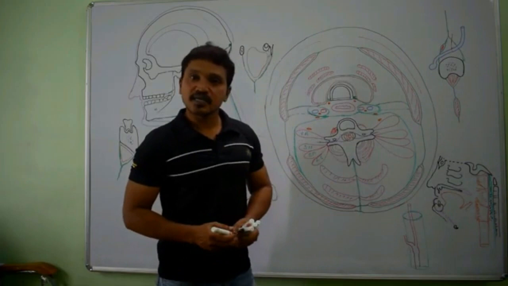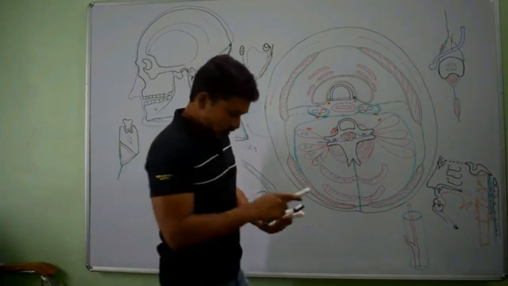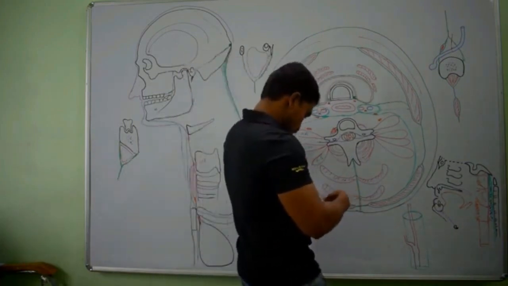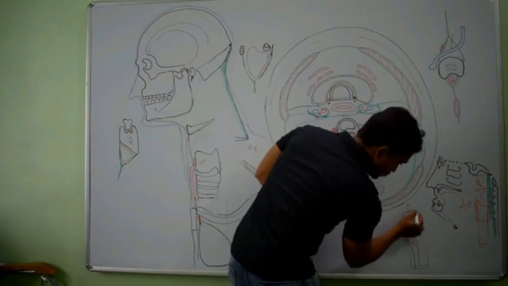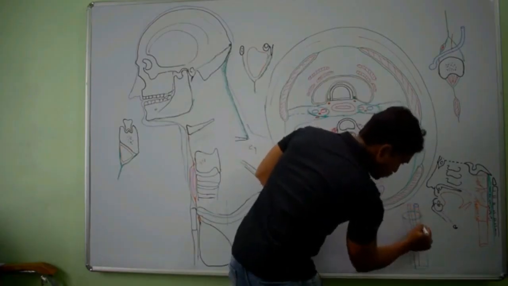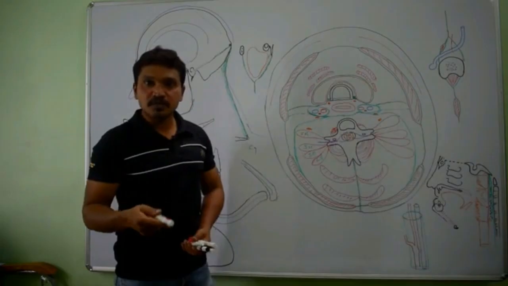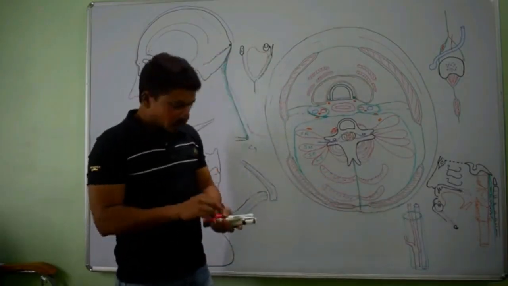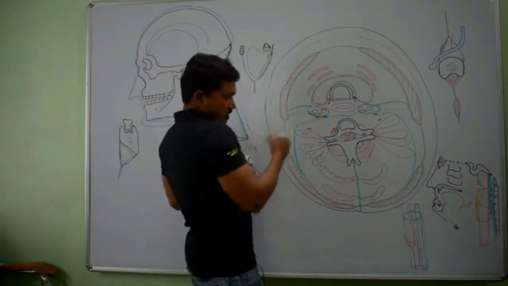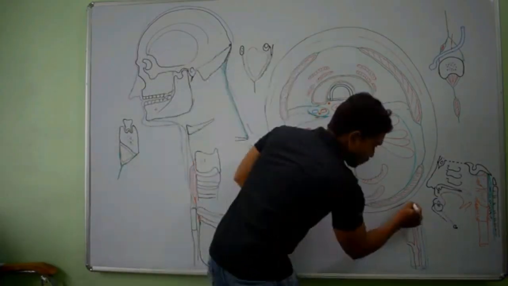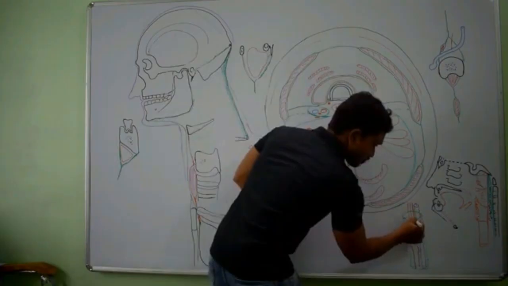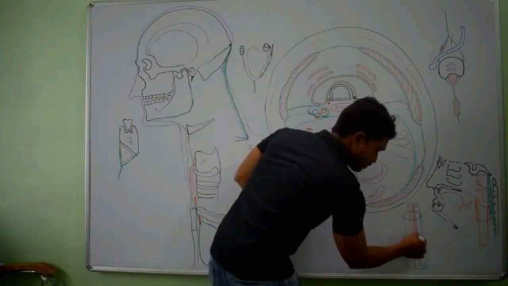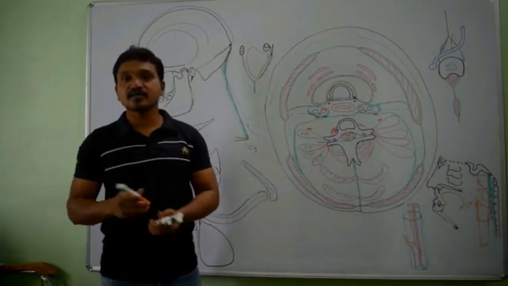Along with this, are any other structures present? Yes, two important structures. Those are the vein. Which vein is this? Internal jugular vein. In between the carotid system and the internal jugular venous system, there will be a nerve. See here, I have drawn it posteriorly, and in between these two, there is the vagus nerve. These are the contents of the carotid sheath.